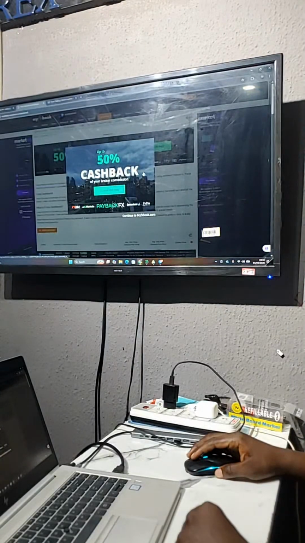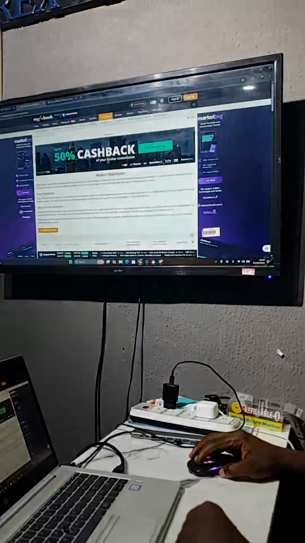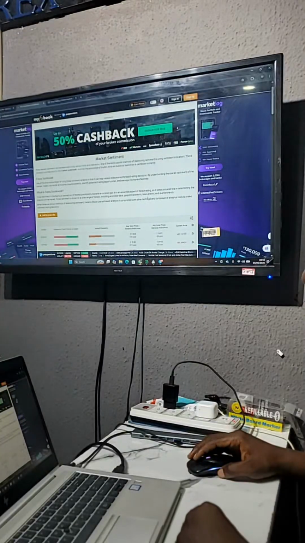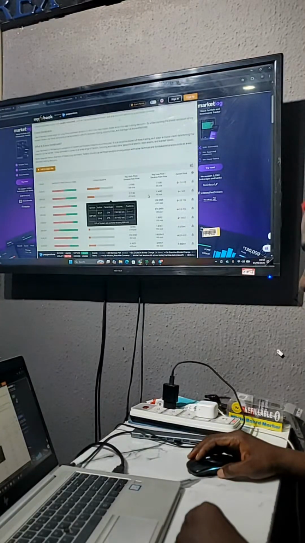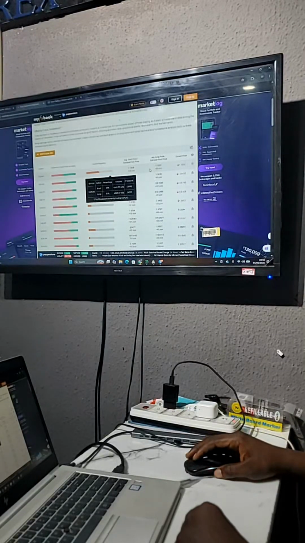Have you seen it? Yeah. Once you click on that, if a pop-up comes up, just click on continue. Then you scroll down and look for the pair that we are trading. The pair that we are trading is XAUUSD.